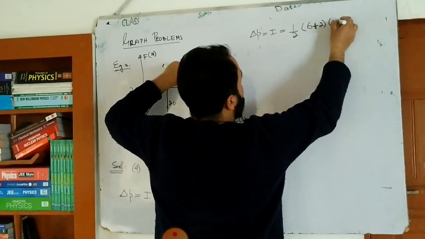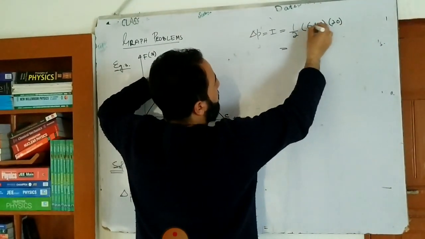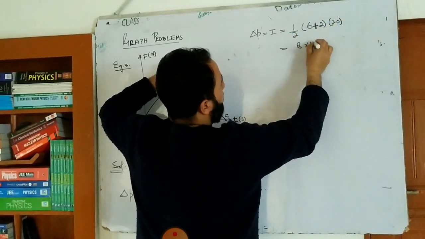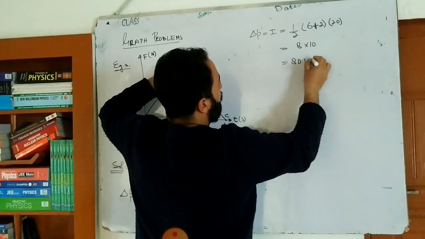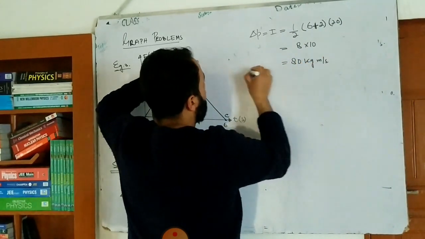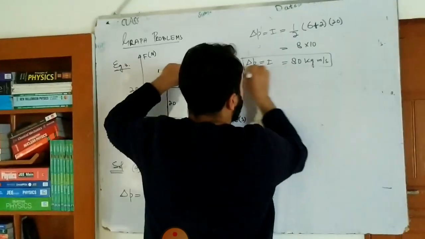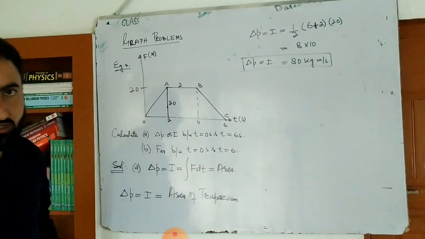So multiplied by 20. This is equal to 6 plus 2 is 8, multiplied by 20, times 1 by 2, that is 10. So this here is 80 kilogram meter per second. So this is the answer. Delta P is equal to I. So we are done with the A part. Okay?